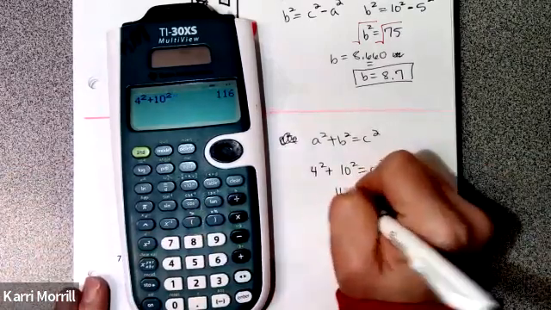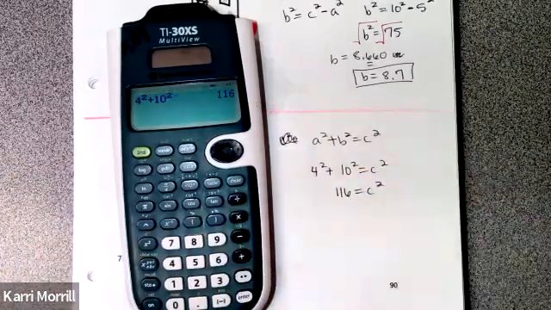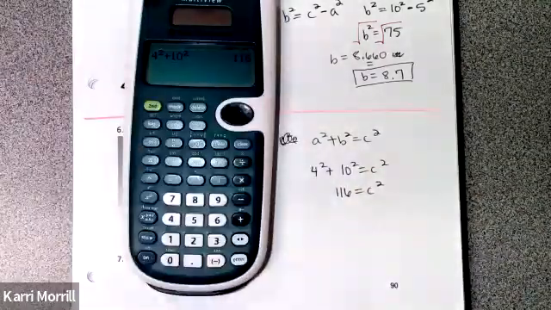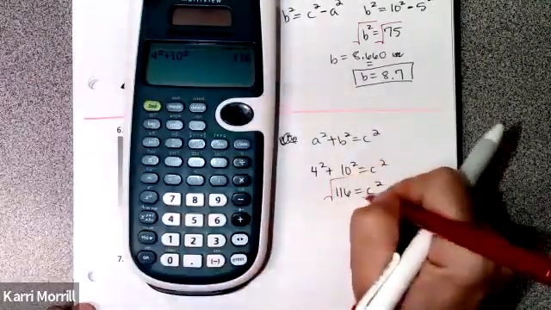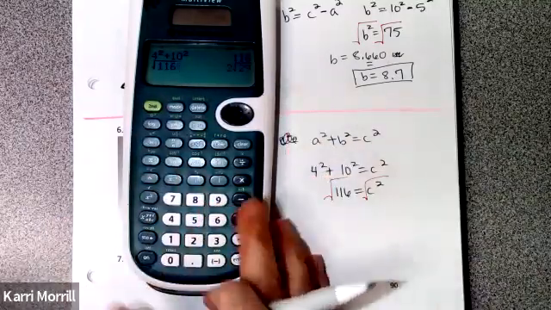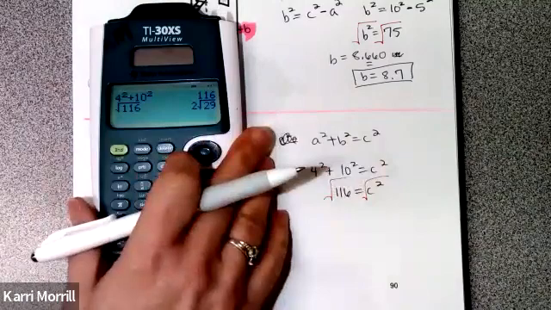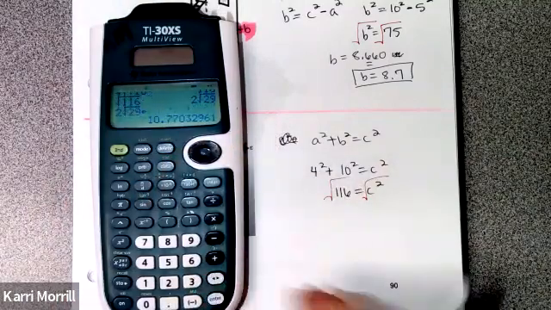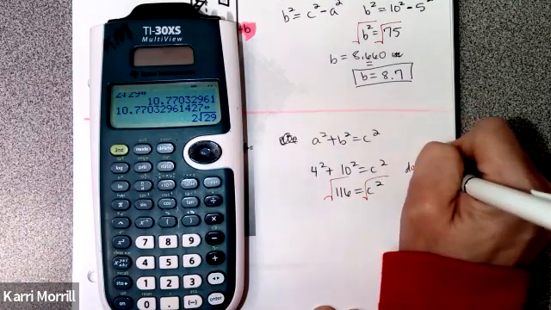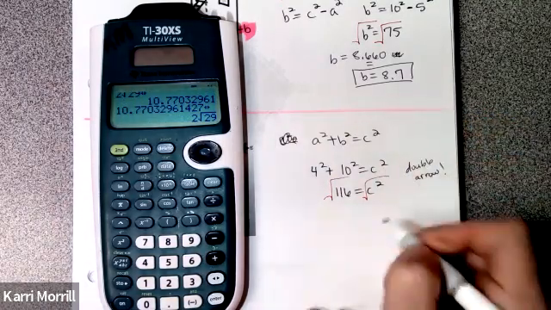So 116 is representing the C squared number. But remember, we need to know C because that would be the actual distance. That's representing C squared, so we take the square root of that. It'll turn into a funky looking reduced radical, but hit your double arrow to turn it into a decimal.